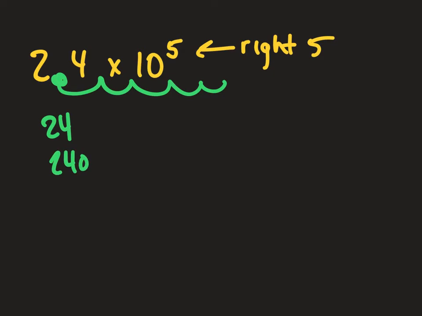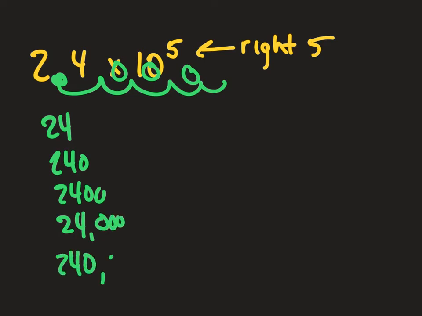See how we're getting bigger? The next hop would be 2,400. The next hop would be 24,000. And the last hop would be 240,000. So this number just grew bigger, 5 times bigger. It started 2.4 and it went 1, 2, 3, 4, 5 times bigger. Now, most students just show me the hops and then they write the final answer.